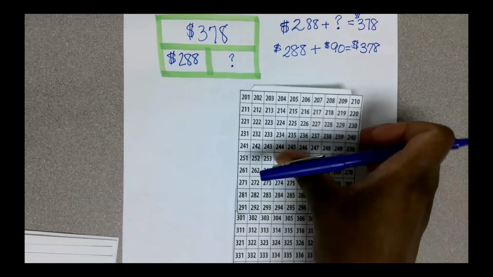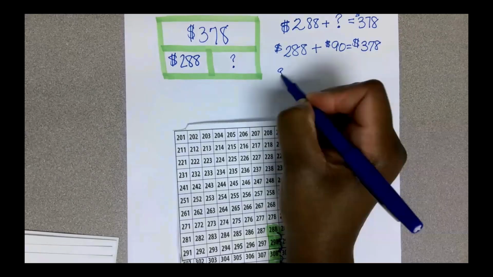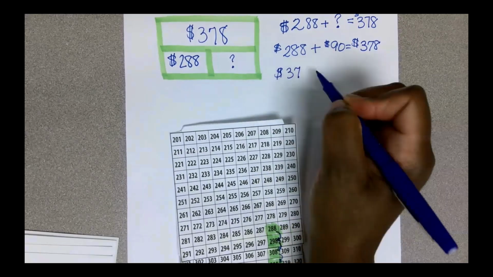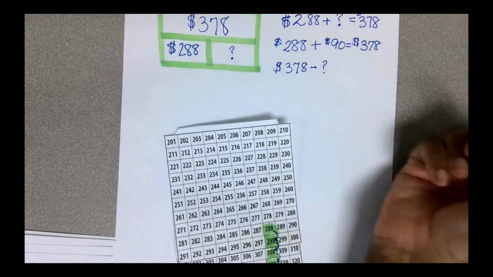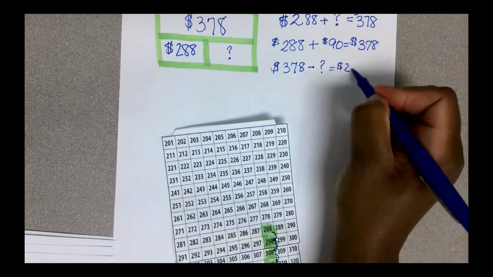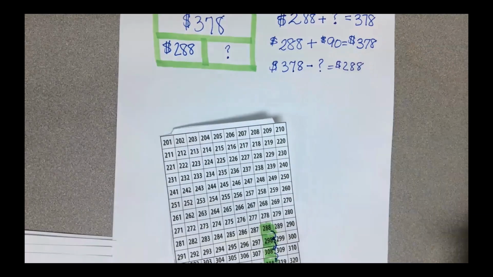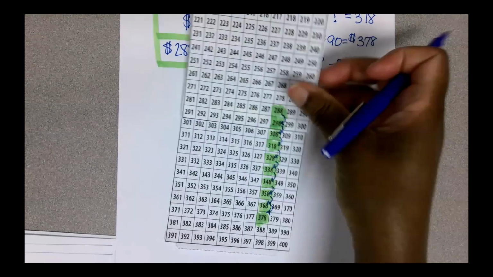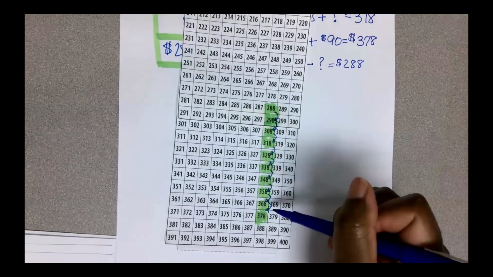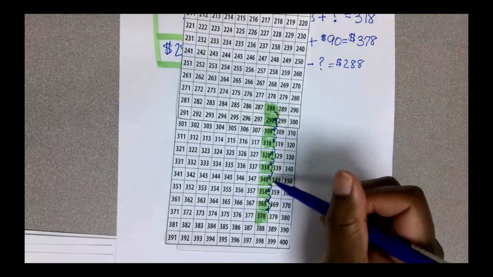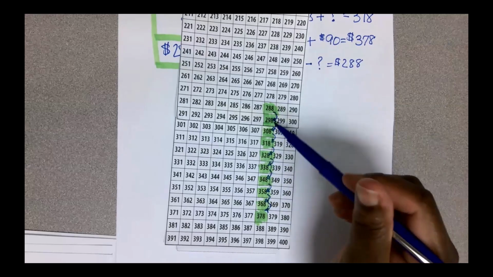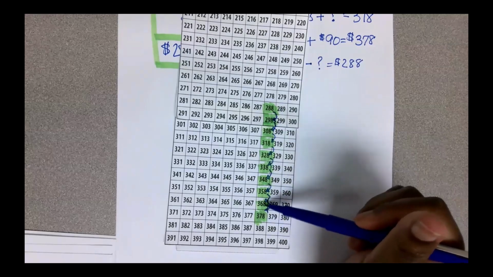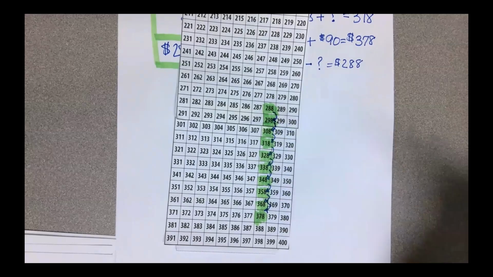I could have written the equation as $378 minus the unknown equals $288. And in this case, I would have started at 378 on my thousands chart and then modeled how to take away each 10 until I went to the previous number, and I would be going backwards, 10 less, 10 less, 10 less, 10 less. So I could have modeled it that way as well.